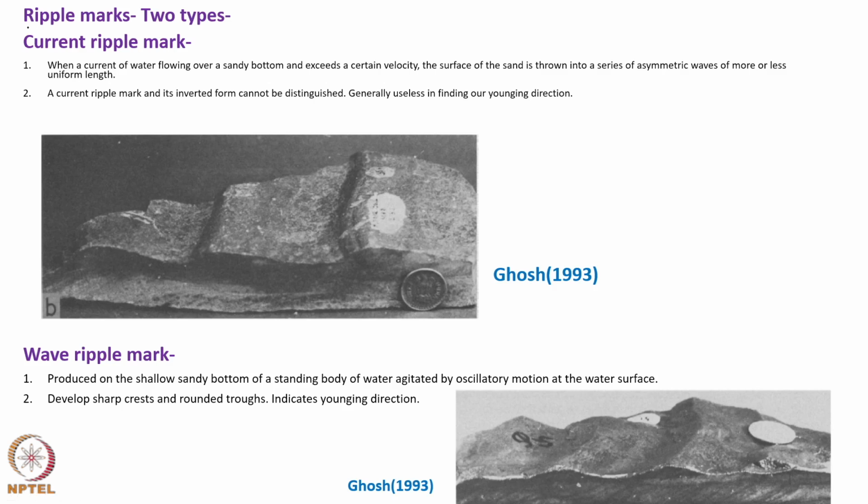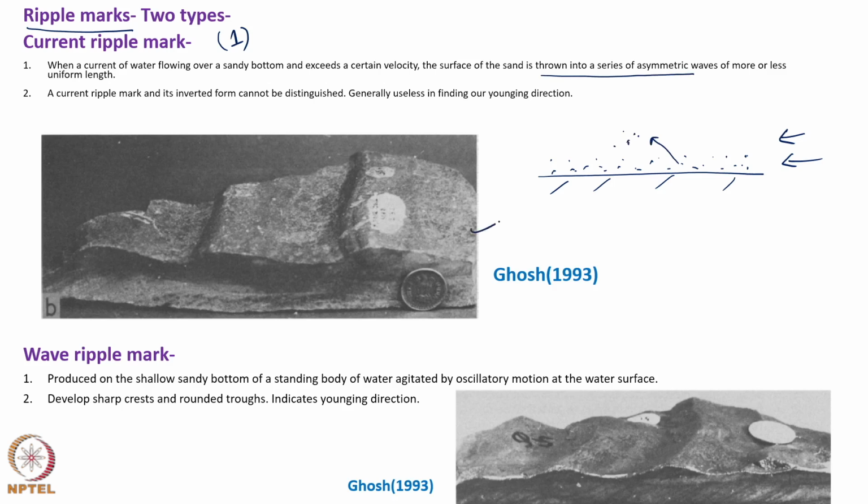We are now going to see the ripple marks, and there are two types. Number one is the current ripple mark. It forms when a current of water flowing over a sandy bottom exceeds a certain velocity. Imagine this is the basement and we have sand particles lying on the basement, and here water is flowing. Now, if the flow rate increases, then some of these sand particles will be thrown up and then they will deposit in this way, what is known as the current ripple mark. It will look like this.